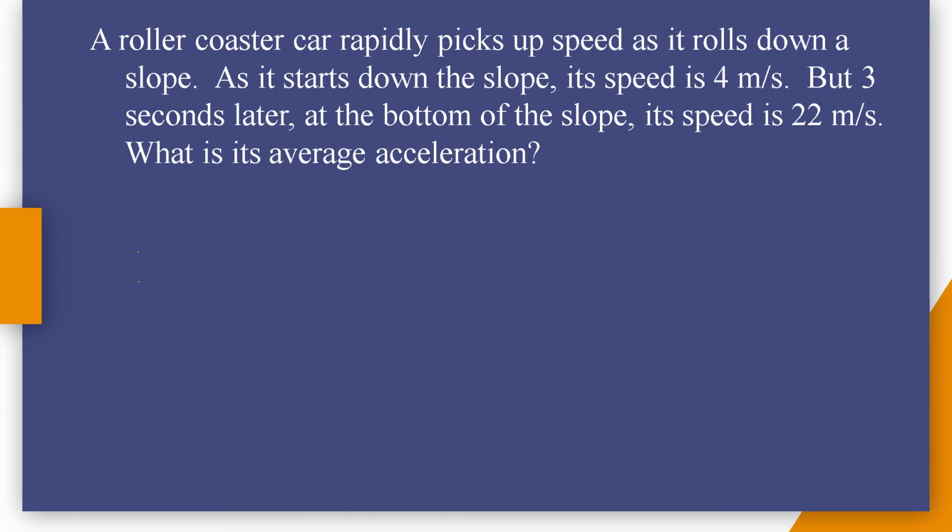So, let us try solving this problem. So, let me read it first. A roller coaster rapidly picks up speed as it rolls down a slope. As it starts down the slope, its speed is 4 meters per second. But 3 seconds later, at the bottom of the slope, its speed is 22 meters per second. So what is its average acceleration?